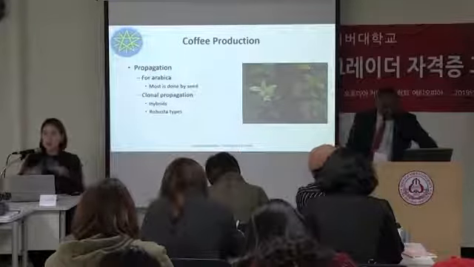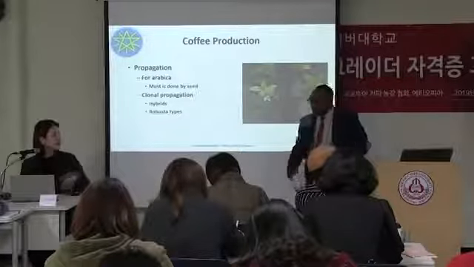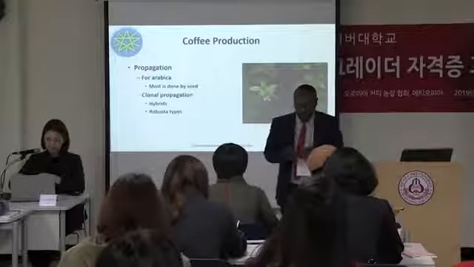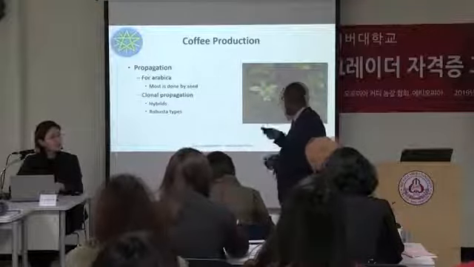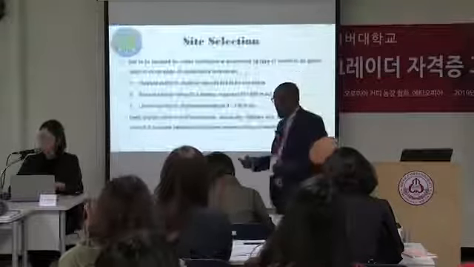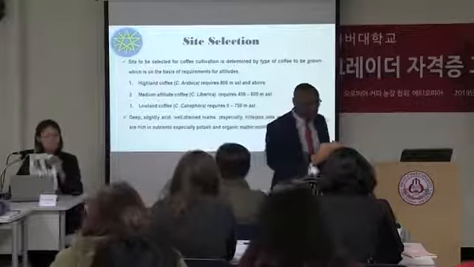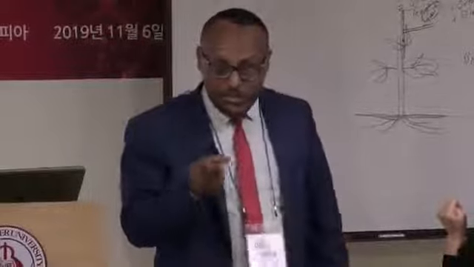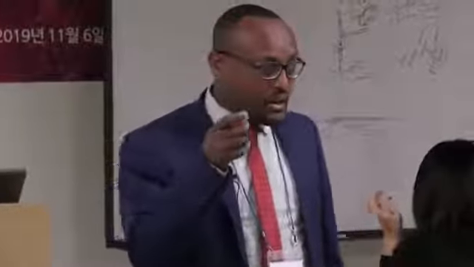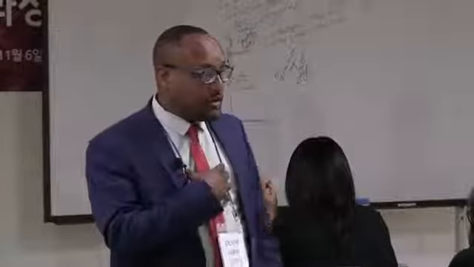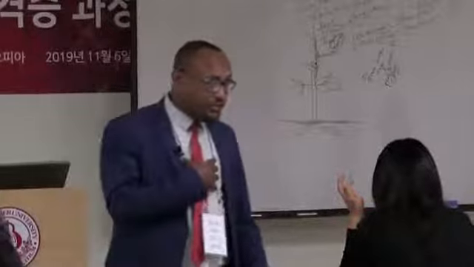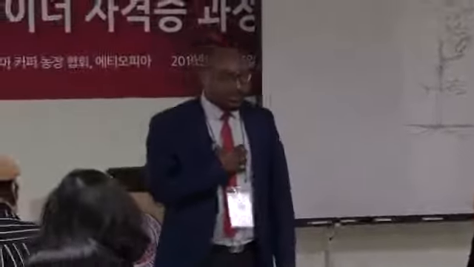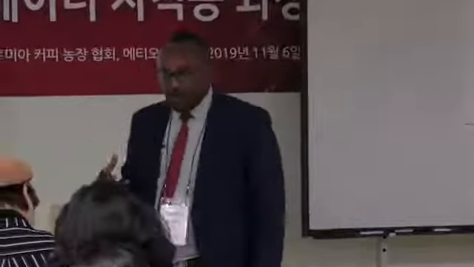So just to start propagating or planting coffee, we must have a conducive environment. To have a conducive environment, we must select the appropriate site, depending on the requirements of our coffee. If our coffee is Robusta, we must know the requirements of Robusta coffee. If we plan to plant Arabica coffee, we must also know the requirements of Arabica coffee.